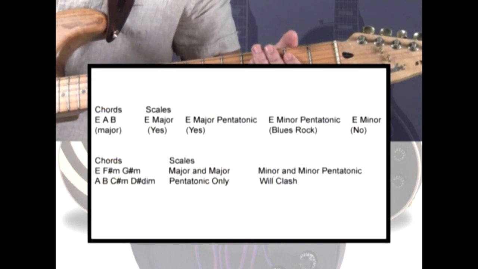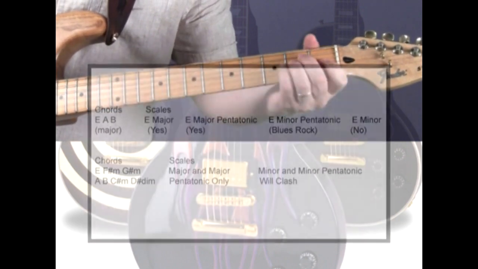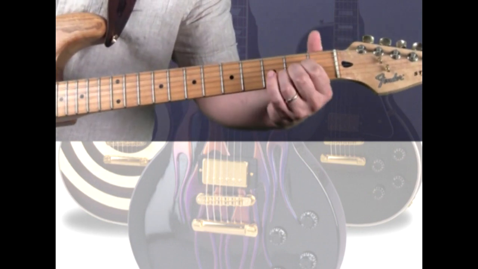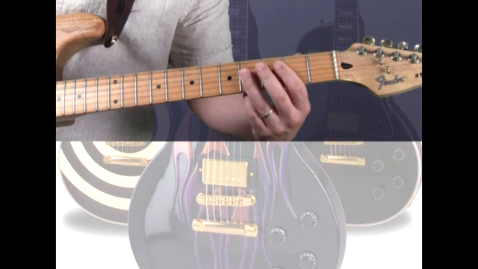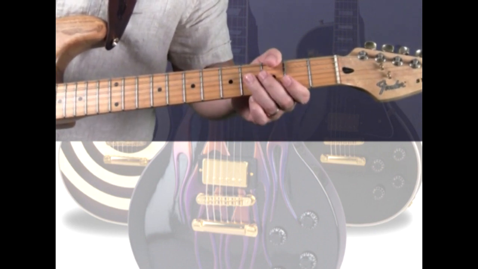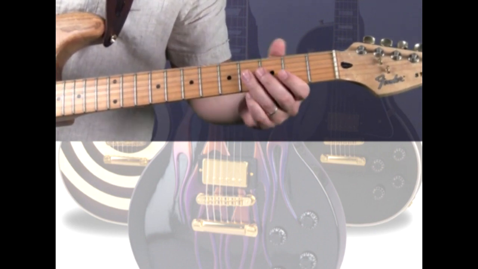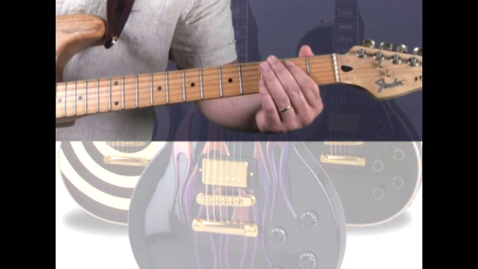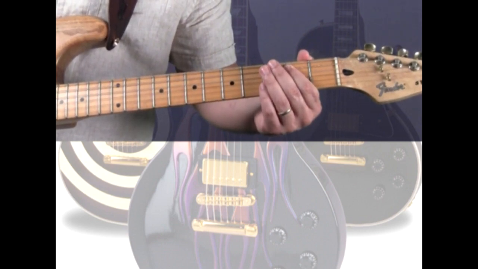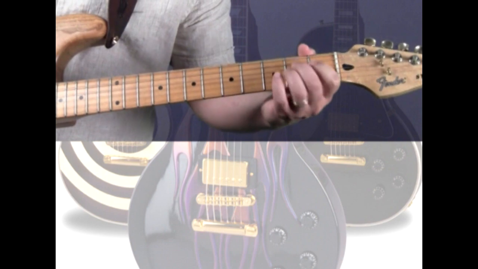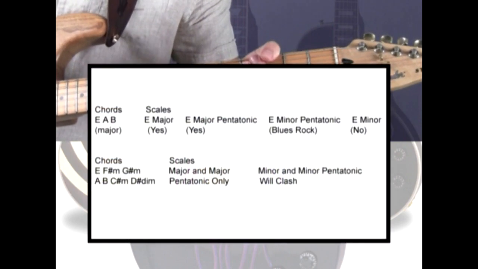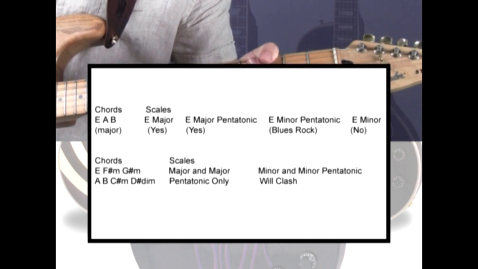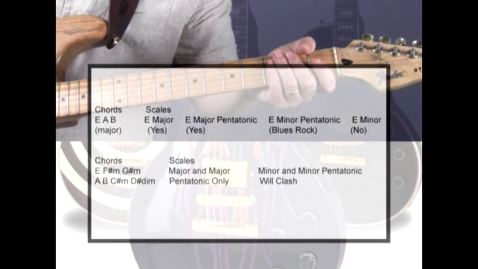Next, let's look at one of the most common progressions, the 1-4-5 progression. In the key of E major, the first scale note is E, the fourth scale note or scale degree is A, and the fifth is B. So a 1-4-5 chord progression would consist of the chords E, A, and B. When you see these chords in any order, you can always bet on using the E major scale.